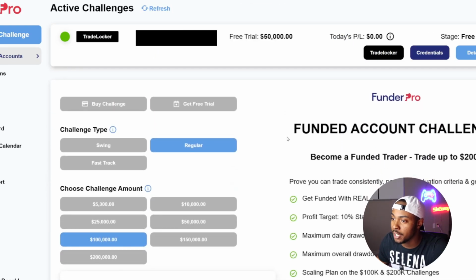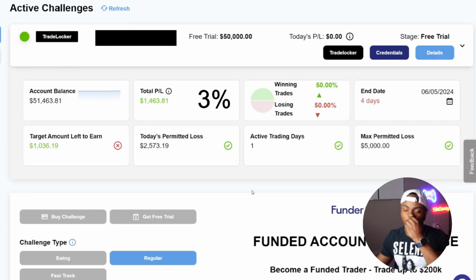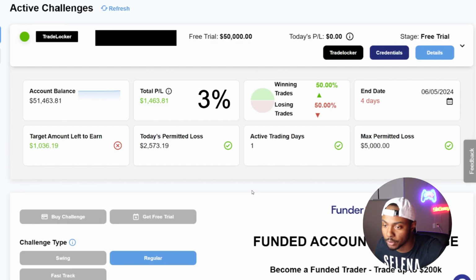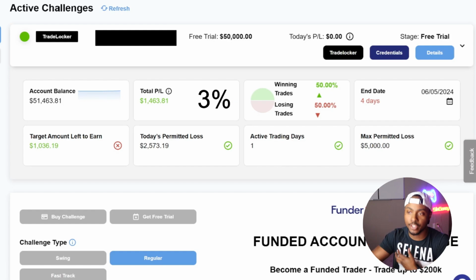Edit a 3% in there. So essentially, it put me up about 3%. And what I'm doing right now is the free trial to see if I can hit the 5%, because when you do this and you hit the 5%, you can convert the 5% over to an actual live challenge. And then from there, I will only need to gain another 5%. So that's what I'm doing right now.